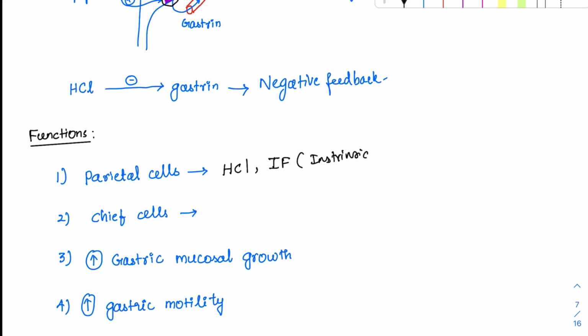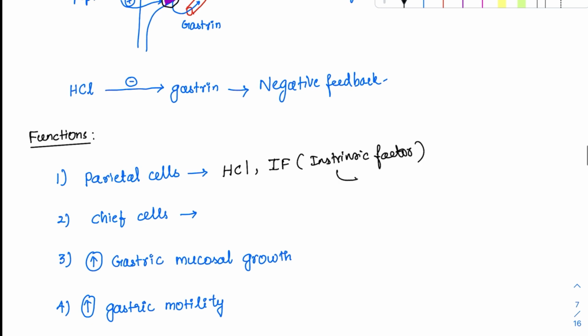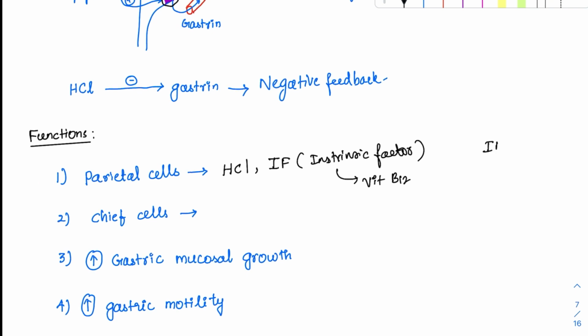Intrinsic factor. This intrinsic factor is very, very essential for absorption of one vitamin. What vitamin is it? It is essential for the absorption of vitamin B12. So this intrinsic factor and vitamin B12 will bind together and finally get absorbed in the ileum. So if either is defective, then there will be a vitamin B12 deficiency. If the intrinsic factor is less, then also vitamin B12 deficiency will be there, or if the nutritional vitamin B12 itself is less, then also there will be a problem.